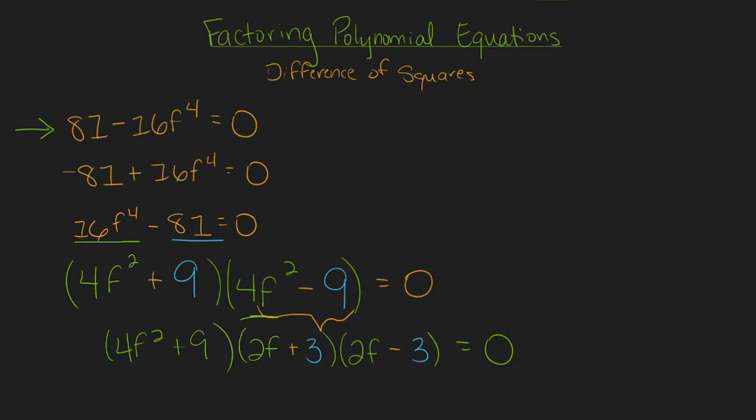As I look at each of my factors now, I don't see any more difference of squares situations, and there isn't a way for me to really nicely or easily break down that 4f squared plus 9 factor unless I start taking radicals, and I don't really feel like doing that at this point. So we're going to consider this as factored as possible. Of course, from here, you could use your factors to solve for the roots of this equation, but our job for today was just to factor this completely.